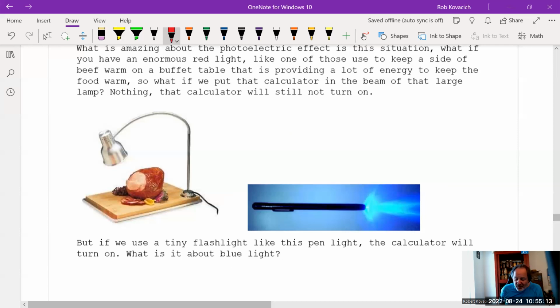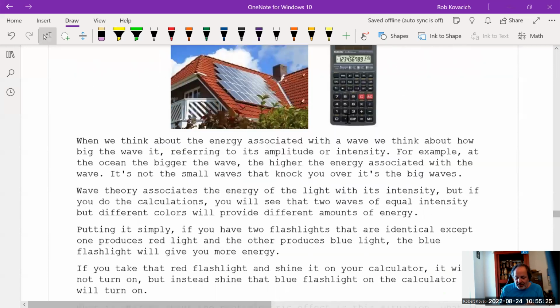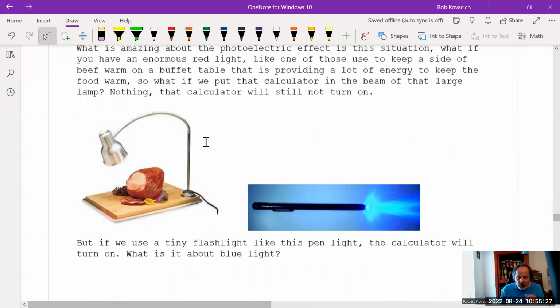On the right here, I've got a pen light that's running off a quadruple A battery. That's it. One quadruple A battery. The pen light will turn on that calculator. This calculator will be turned on by that blue light. But this red light cannot turn the calculator on, because even though there's tons of energy here, they're acting independently of each other, and each one individually cannot raise the energy of that electron to eject it.